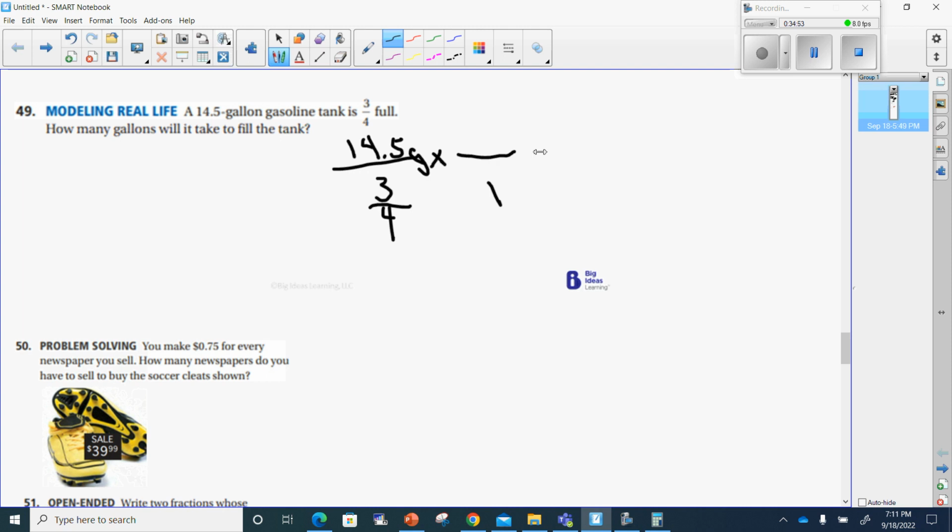So how many gallons will that be? We cross multiply. This is going to be equal to 14.5 times 1. That's going to equal 3/4. And what we're trying to find is X. So that'll be X. Well, we could just put G for gallons in this case. All right, when I do this, anything times 1 is itself.